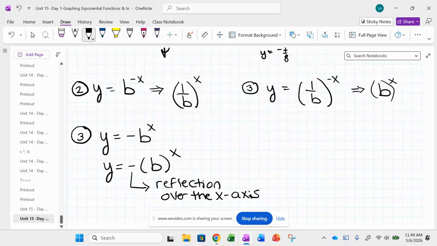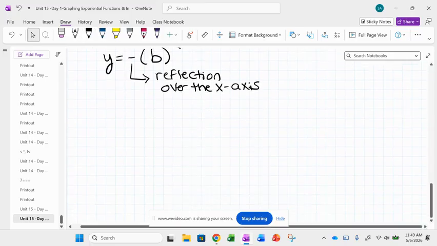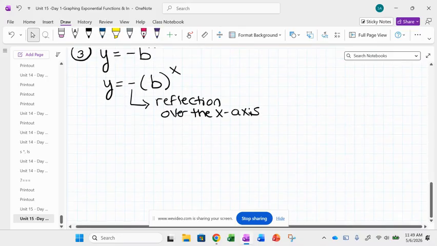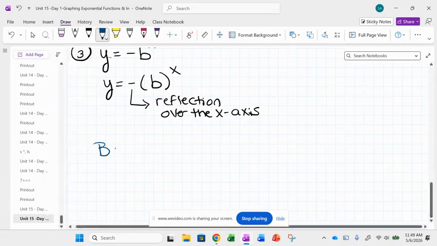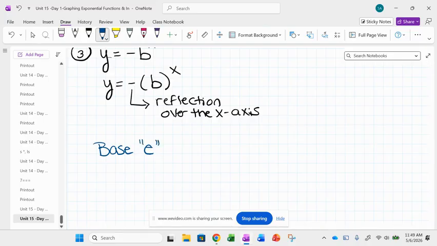Okay, one more thing I need to tell you. Sometimes we're going to have a base of e. And e is going to represent an irrational number that's approximately 2.718.